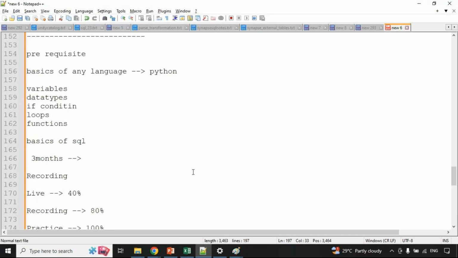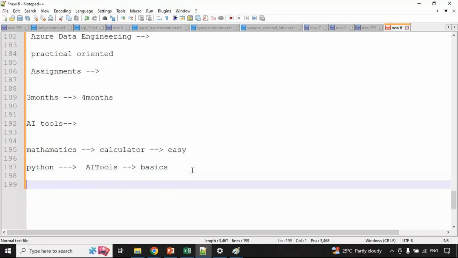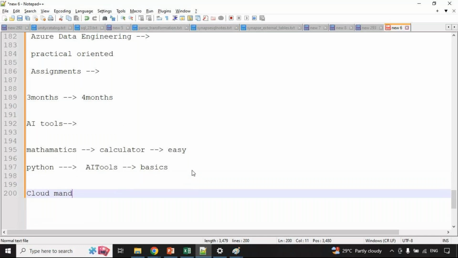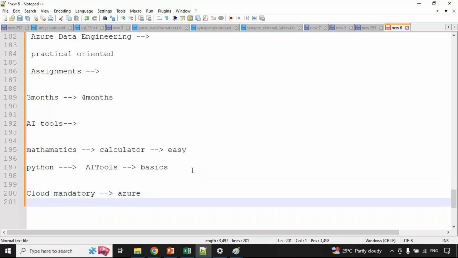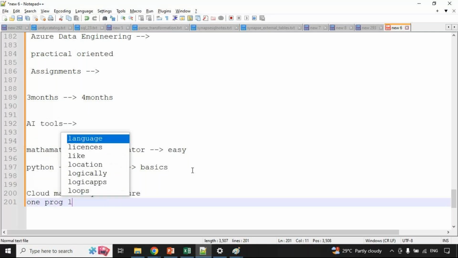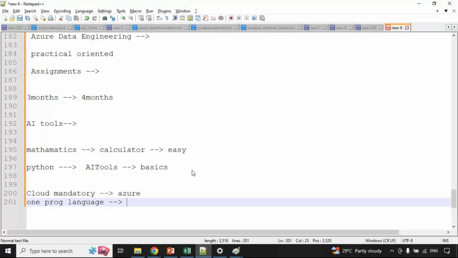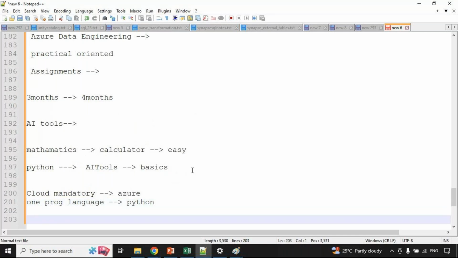And nowadays, guys, at least one cloud is mandatory in your curriculum. So I am going to explain in Azure, one cloud, and one programming language, consider Python. Even if you go for a 10-year or 15-year experience interview, people expect at least one language, guys. So here I am going to cover Azure and Python.